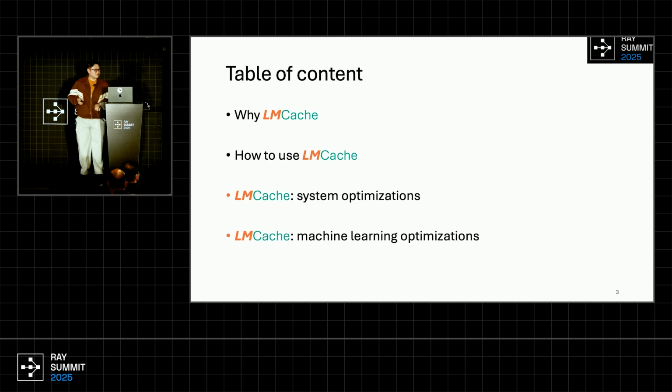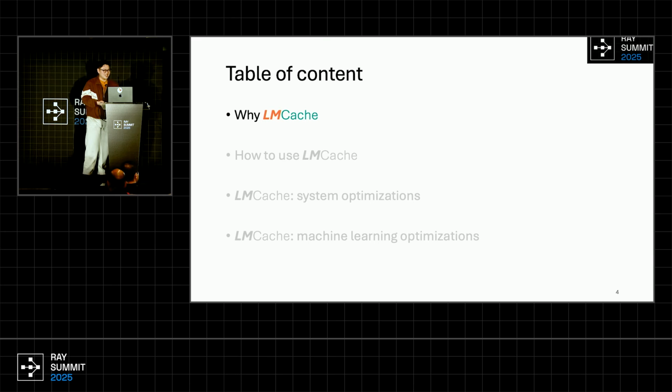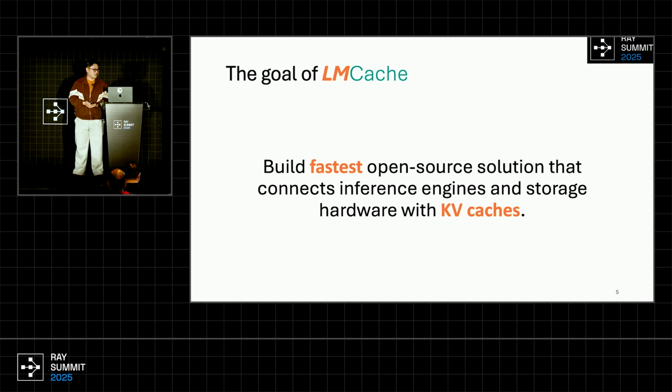Let's start. Okay, so here is the table of contents. The first question is why LMCache? Why do we need such a thing in the LLM inference era? The second question is how to use LMCache, the usage. The third part will be the system optimizations that we have already built. And the fourth part will be the machine learning optimizations plus system optimizations that we are currently building. Cool. So let's start from the motivation of LMCache.